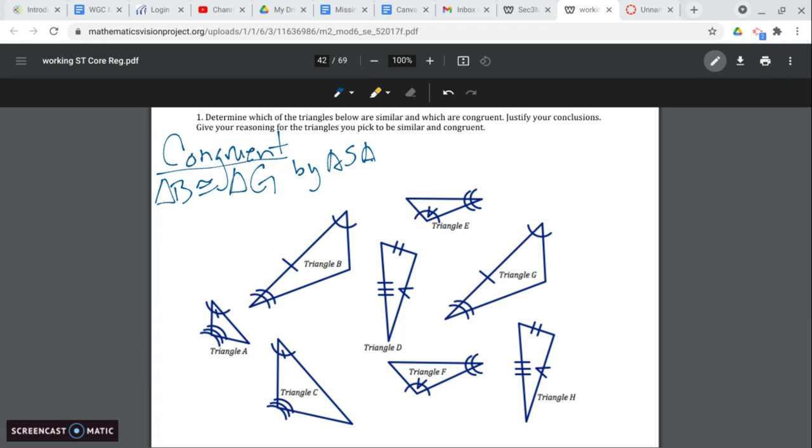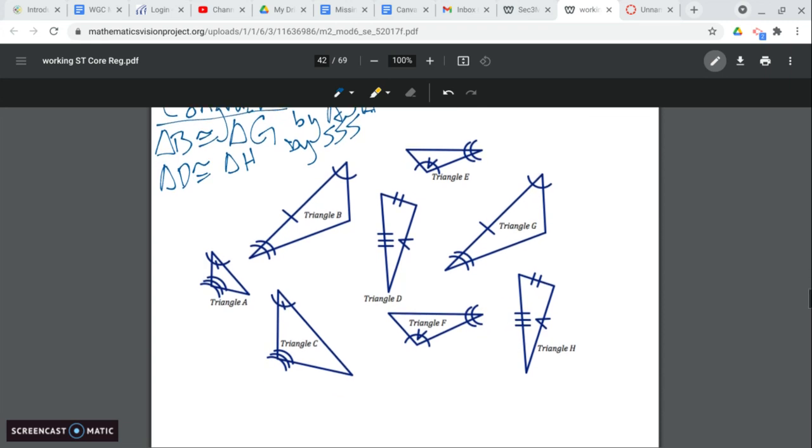Now, there is one more that's also congruent, and that's going to be our D and H. So notice, tick marks on that side, and a mark on that side, so they are congruent. So triangle D is congruent to triangle H, and we're given all three sides, so it's by side, side, side.